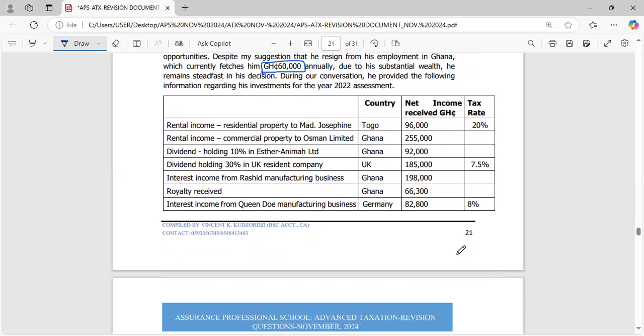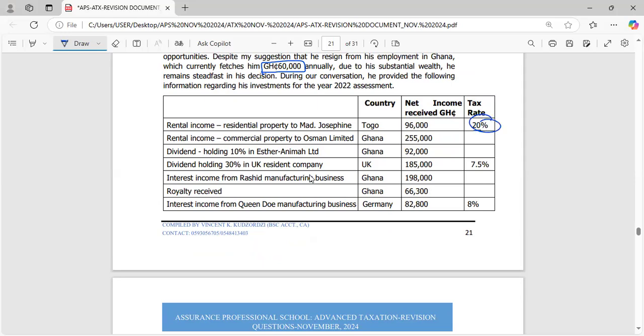Now, this is the information the man provided regarding his 2022 year of assessment and his investment. So it means the man is into a lot of investment. So as I'm reading the question, we'll be explaining the treatment, how each item will be treated, so that immediately I'm done reading, we start solving. Even if you don't solve, if I explain, you can go and solve. Rental income, that is on residential property to Madame Josephine in Togo. The net amount he received was 96,000 Ghana cedis.